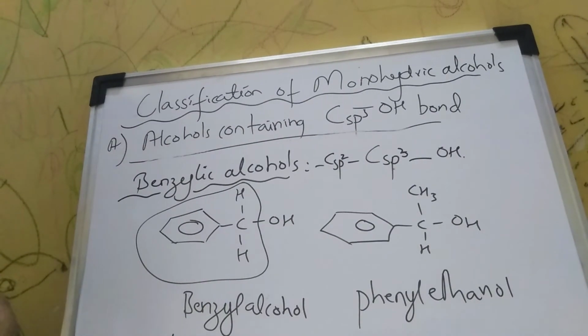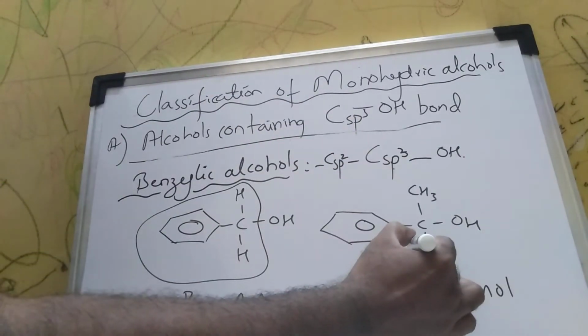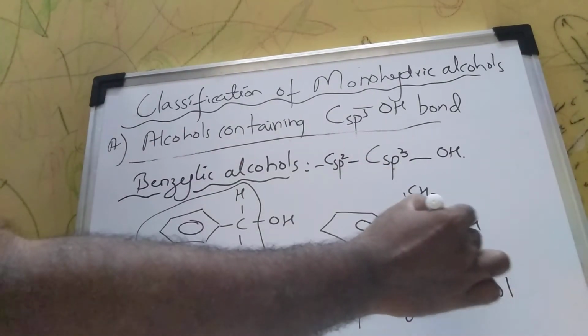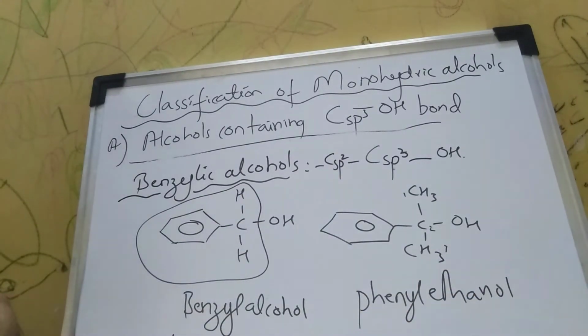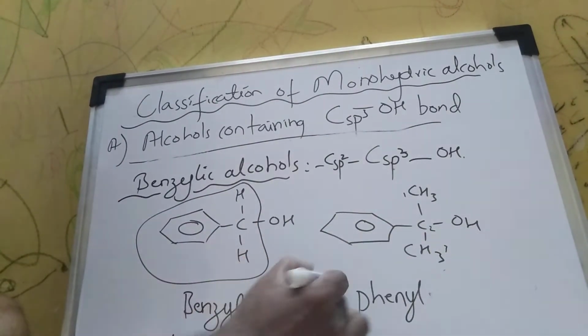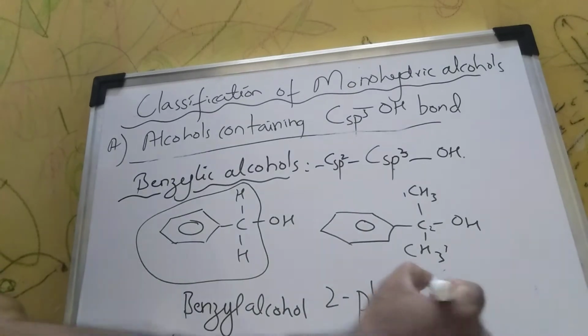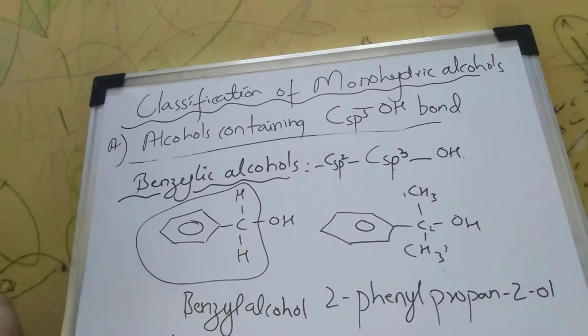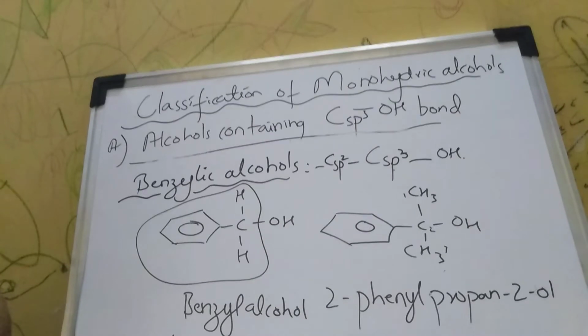Next, you can replace this H by CH3. So 3 carbon atoms. Propane means propan, 1, 2, 3. Propan-2-ol, and this is phenyl. So this will be named as 2-phenylpropan-2-ol. So we are finished with the classification of sp3 hybridized carbon attached to the OH group.